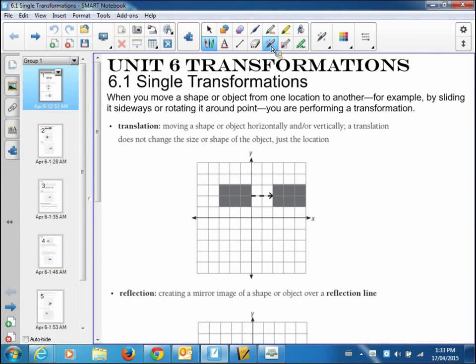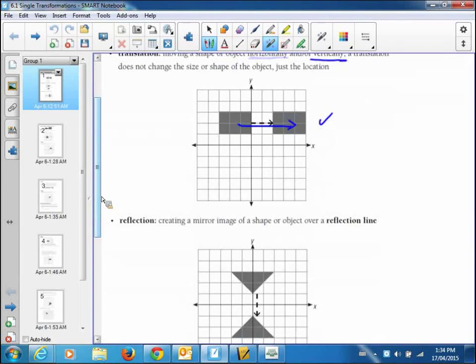First of all, a transformation is just moving a shape from one location to another. So I say a translation, that's just a slide. Left, right is horizontal. Translations up and down is vertical. There's an example there, to the right. To the right, 5 squares, right? Because this one went from here to there, 5 over.